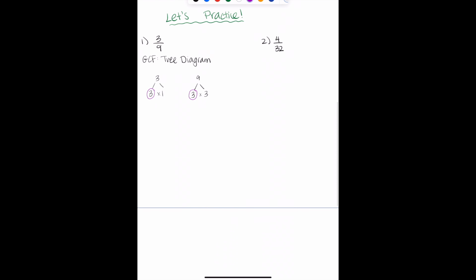So we're going to look at our original fraction now. We're going to divide the numerator and the denominator by 3 to reduce our fraction and simplify it. When we divide 3 by 3, we just get 1, and when we divide 9 by 3, we'll get 3. So 3/9 is equivalent to 1/3.